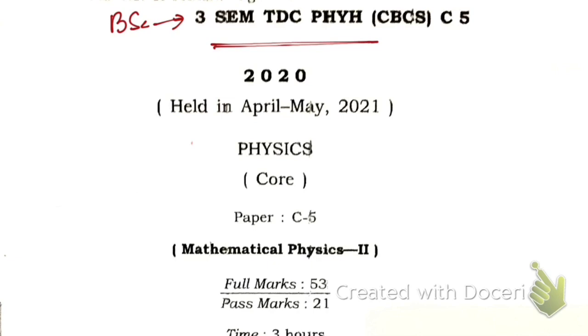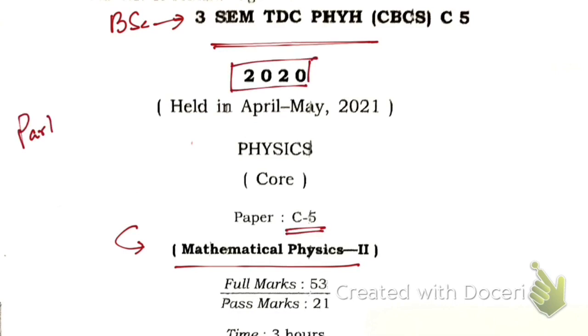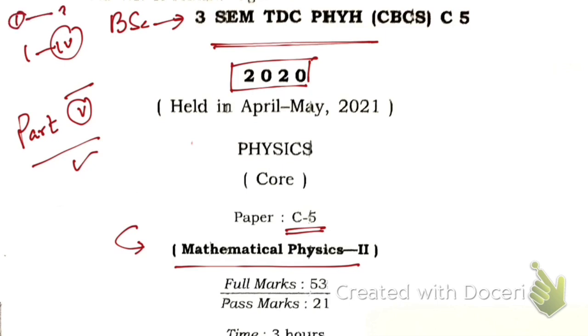Okay, so here we are going to solve the paper on mathematical physics, C5 paper 2020, right? And this is part 5, and I have provided the links of part 1 to part 4. From part 1 to part 4 I have solved from question number 1 to question number 3. Now today we're gonna start from question number 4, right?